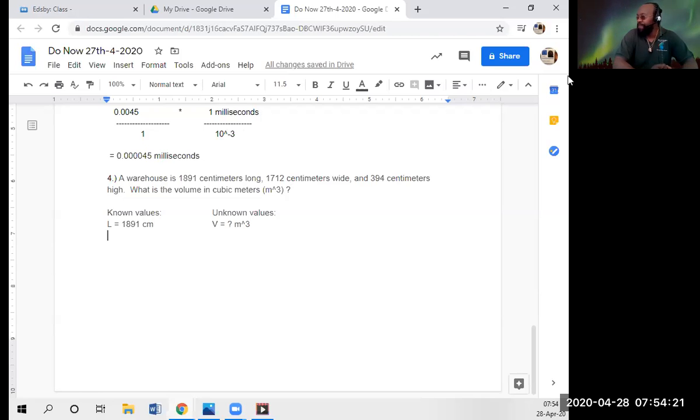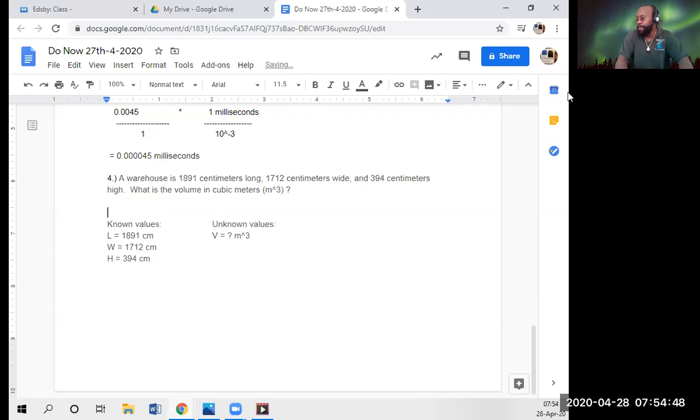What else are we given? Wide, we call that W in the equation we're going to discuss, and that's 1,712 centimeters. Next, we have how high it is, height, and that's going to be about 394 centimeters. Okay, so far so good. All right, now here is what you need to know.